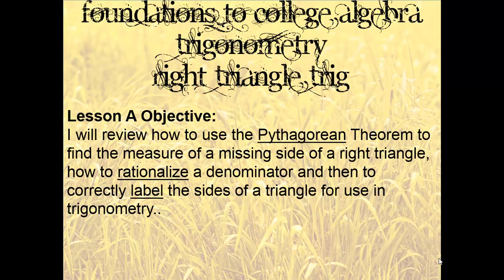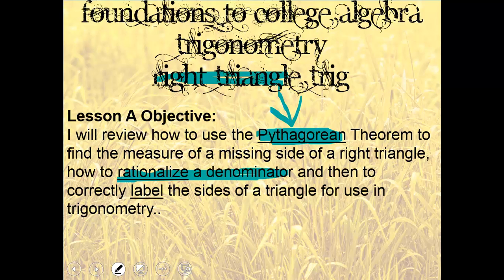So let's get started. Today we're going to review how to use the Pythagorean theorem. So whenever you hear right triangle, this should always come to your mind. We're going to use it to find missing measures of sides of triangles. Then, as a result of finding those measures, we're going to have to remember how to rationalize a radical in the denominator. And then finally, in order to help us keep things straight and orderly for trig, we have to correctly label sides of a triangle. Right, so let's get started with the Pythagorean theorem.